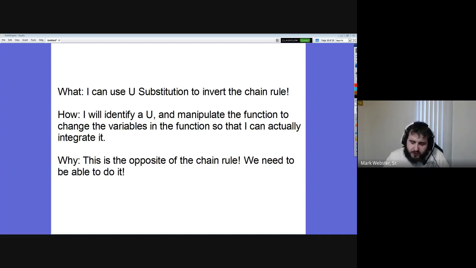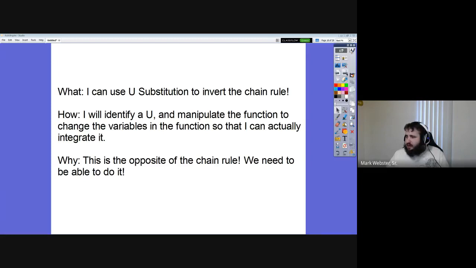The whole point of this is that we're going to be getting ones where all the things that we've learned how to do so far, we can't do them. So we've got to change stuff around to make it so we can do them. And it really does help to understand that this is basically just taking the chain rule and doing it in reverse.